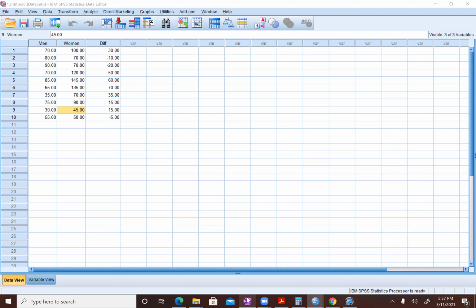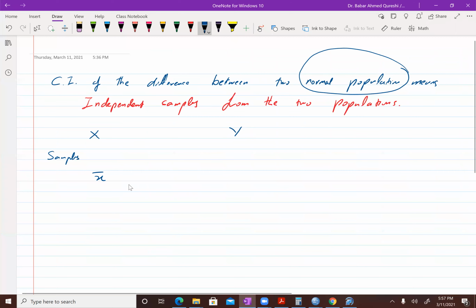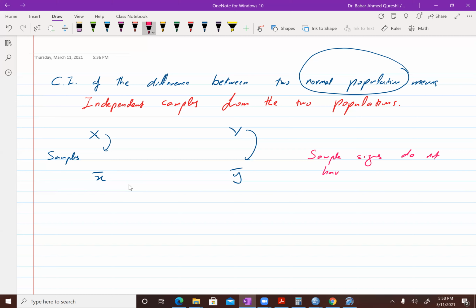But what you can still do is take the sample from here and the sample from here, and from those samples you create these means. The sample sizes do not even have to be the same, because all you are interested in is the mean of your sample. And you can compute that no matter what the sample size is, even if the two sample sizes are different.